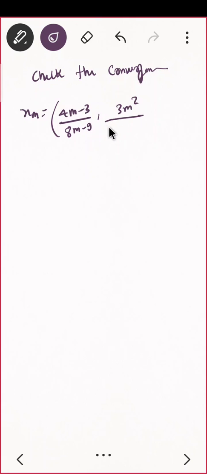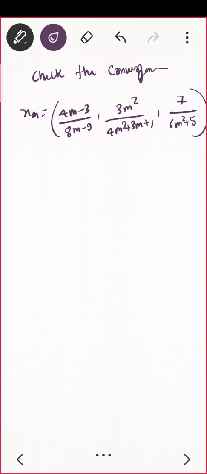Check the convergence where xm is given in this form, say (4m minus 3) upon (8m minus 9), comma, (3m square) upon (4m square plus 3m plus 1), comma, 7 upon (6m square plus 5). So how will you check the convergence of this?